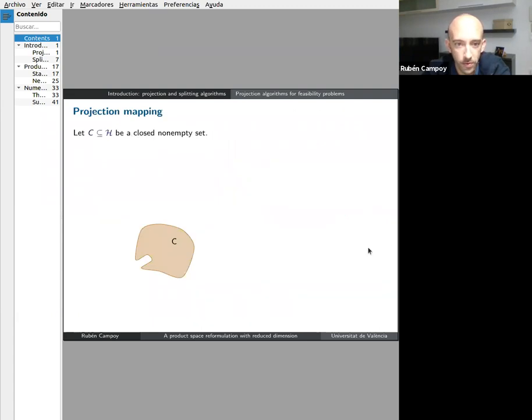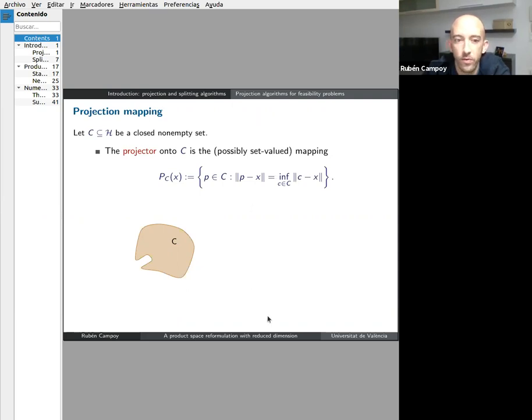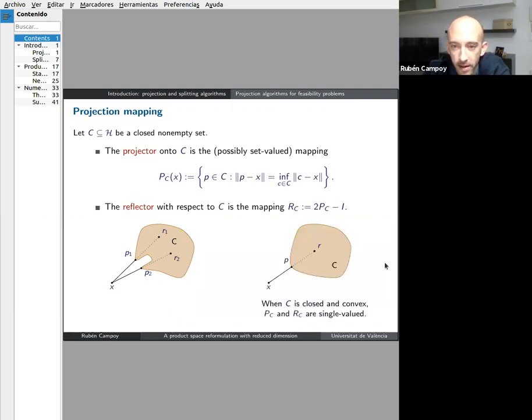Just to refresh what the projection mapping is, we need a closed non-empty set, and then the projector is the mapping which assigns points. For a given point x, it assigns those points in the set which are closest to the point x. And then we will also use the reflector, which is 2 times the projector minus the identity. It's just the symmetric point with respect to the projection. And in the convex case, the projector is single valued, and also the reflector.